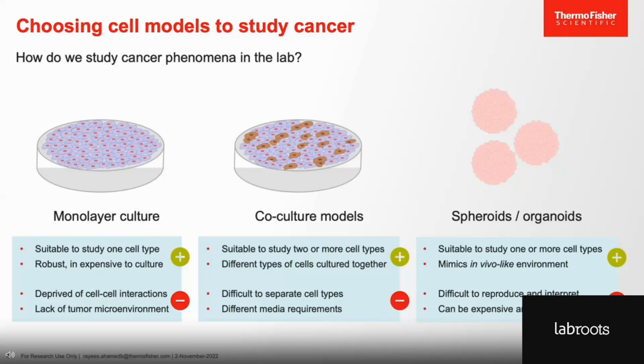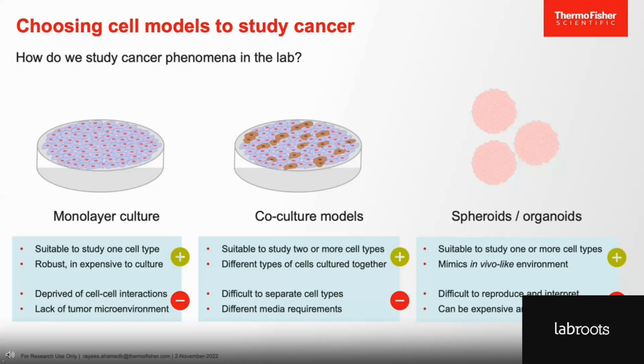And then we have co-culture models, where we can culture two types of cells together, which helps somewhat to understand their interactions. But at times, these cells are difficult to separate if you want to analyze them individually. Also, it may require two different media if you are culturing two different cells, which is a limitation for this model.